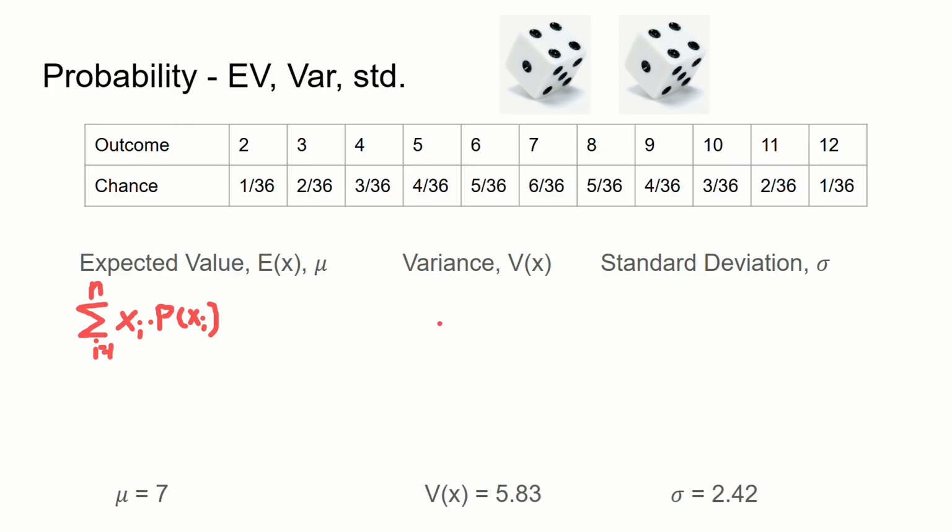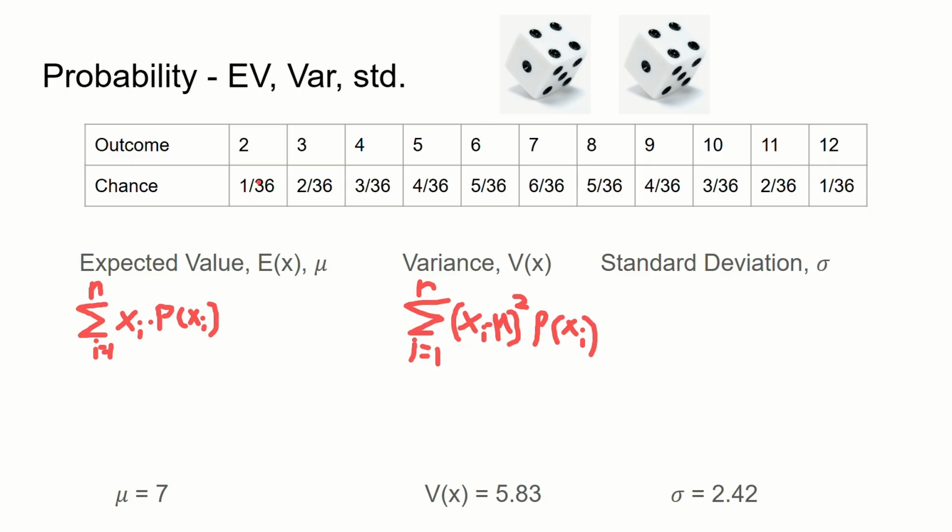There's also variance, which tells you something about the spread of the values. The formula for this will be the sum for all values of the difference between the current value and the expected value, but then we'll square it so we don't have positive and negative values. We'll find essentially the absolute distance, and then we'll multiply it by its probability, so times the probability of that outcome.